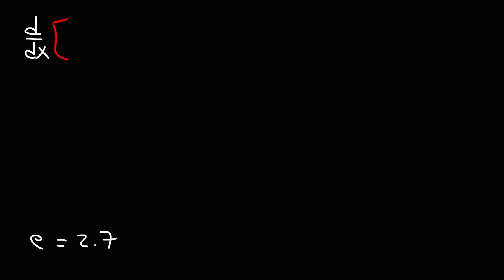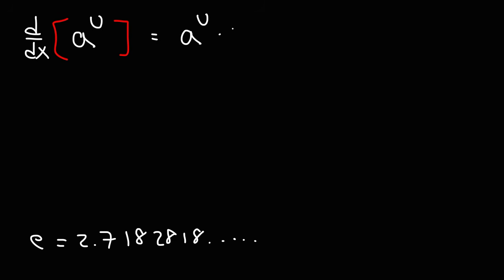Let's say it's some number other than e, because e is a special number. It's equal to 2.7182818, and it just continues. But what if we have, let's say, some other constant raised to the u variable? What's the derivative of that? It's going to be the same thing, a to the u times u prime, but times ln a.